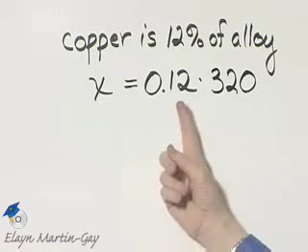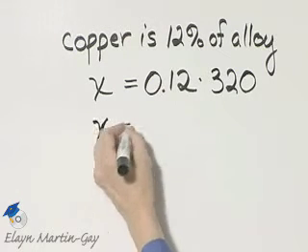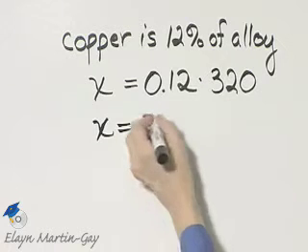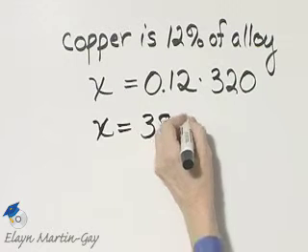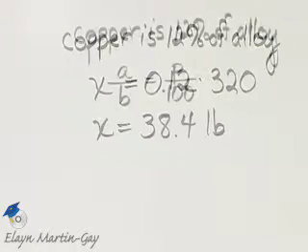Notice to solve this, we simply need to multiply. I'll let you go off to the side and multiply, but if you multiply these two numbers, you'll have 38 and 4/10, and that is in pounds. So how much copper is in the 320 pounds of alloy? It's 38 and 4/10 pounds.